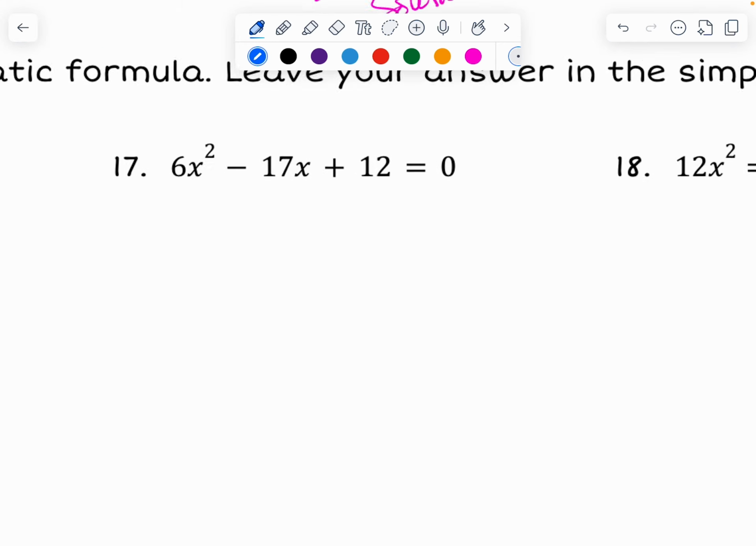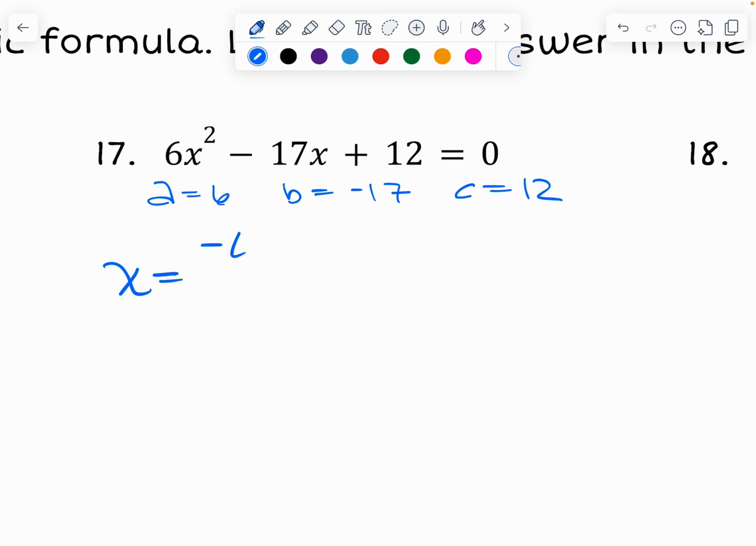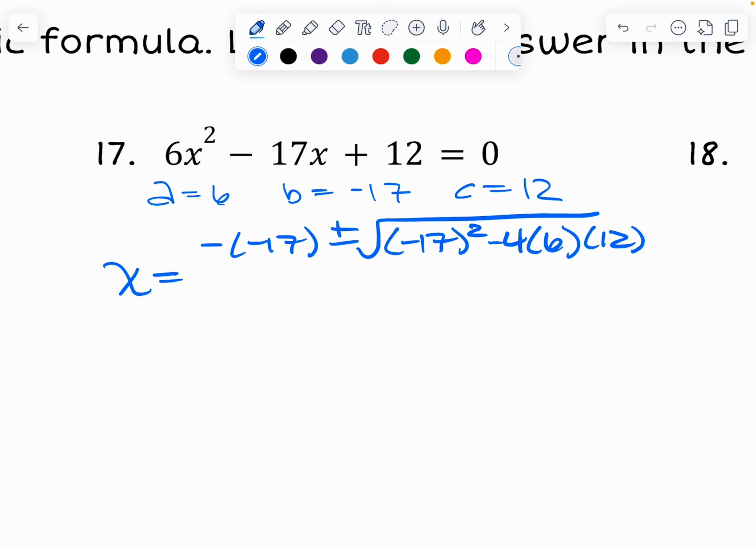So we are going to do this. The A value is equal to 6, B value is negative 17, C value is 12. So I plug this in. X equals negative negative 17 plus or minus the square root of negative 17 squared minus 4 times A times C, all over 2 times A.